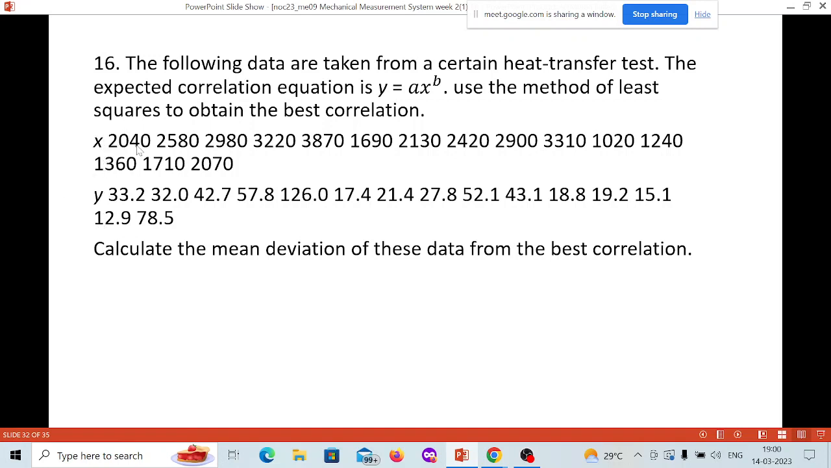The x values are 2020, 2040, 2580, 2980, and so on and so forth. And you have y values for the corresponding values, 33.2, 32, 42.7, and so on. You are expected to calculate the mean deviation for this data for the best correlation. So you have to use the least square method.